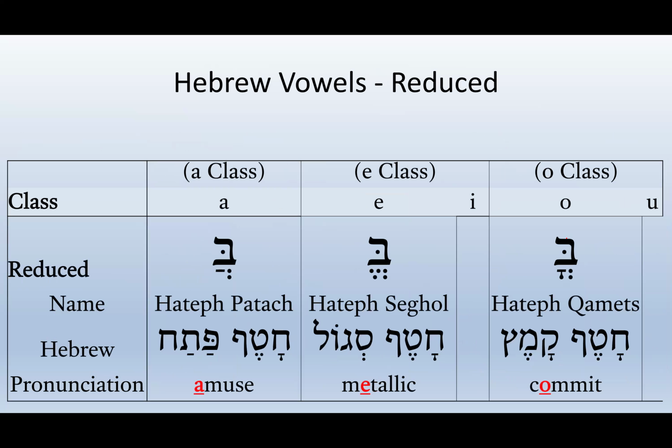Okay, those were the short vowels. These are the reduced vowels. Now you notice that every one of them has this little schwa, and we'll talk about the schwa later. We're mostly going to talk about schwa next week, so don't worry about it. But this is how you know it's a reduced vowel.